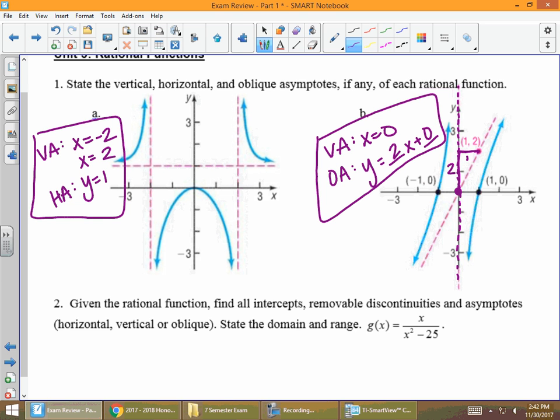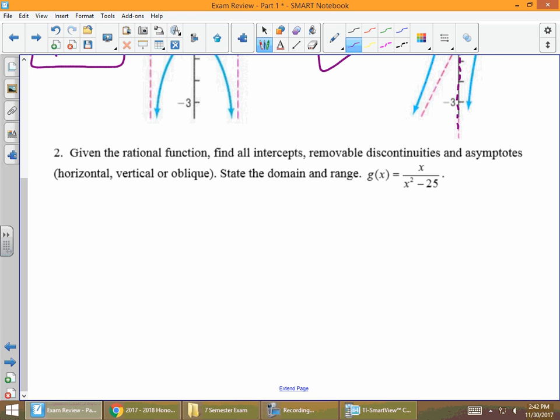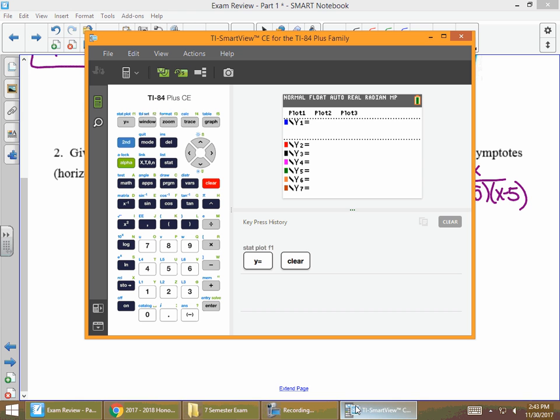Now let's look at one where we have to do a little bit of work. Here we're doing domain and range, as well as intercepts and our asymptotes. The first thing I do is factor. Always factor everything. You can lean on your calculator as much as you want. So if you would like to just go and look at that on your calculator to start, that's great.